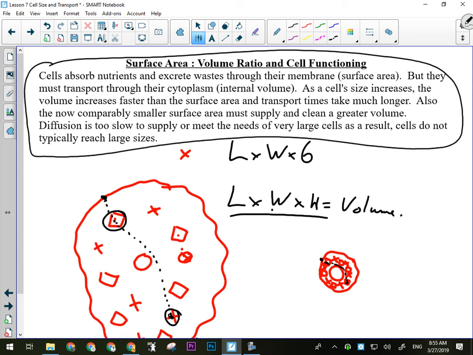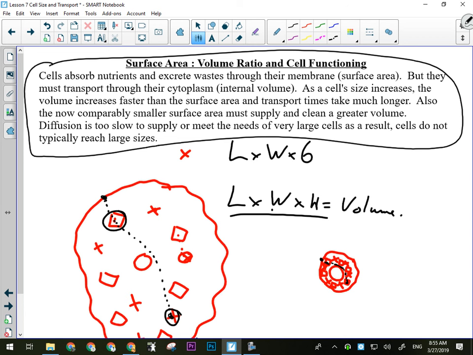It's small. We want lots of surface area and very little volume. We want a big surface area to volume ratio. As soon as that ratio starts to go in favor of volume, the cell will die. Is everyone with me on that?